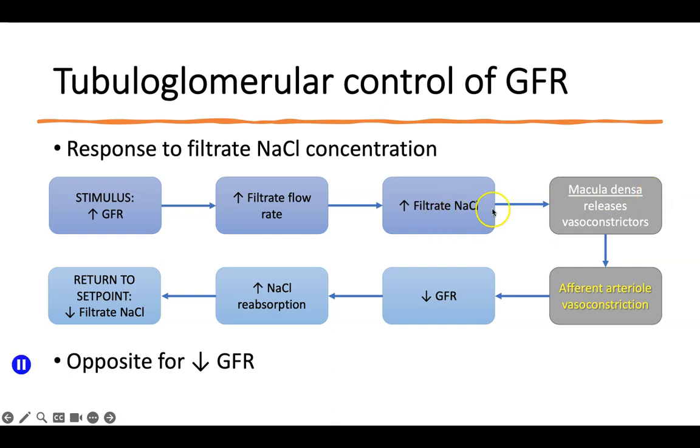So when too much sodium chloride is passing the macula densa, that macula densa will release vasoconstrictors that cause the afferent arteriole to constrict. That's going to lower the glomerular filtration rate, which is going to increase the ability for the tubules to reabsorb sodium chloride. That's then going to reduce the amount of sodium chloride that is passing the macula densa and return us back to set point. So macula densa is the structure that is most involved in this tubuloglomerular control.